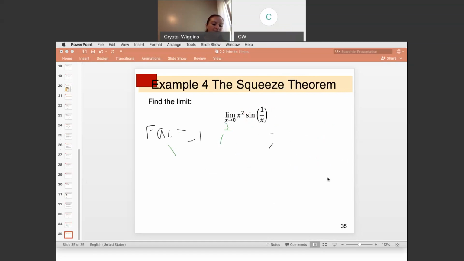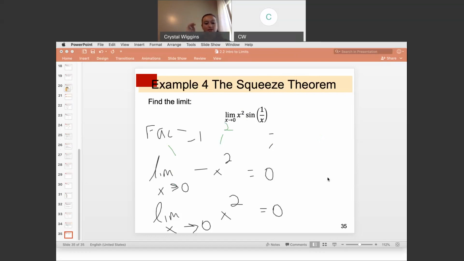Okay, close enough. Now if I take the limit as x approaches 0 of negative x squared, I would find that I approach the value of 0. And if I take the limit as x approaches 0 of the positive x squared, I would also see that the limit is equal to 0. So now what I'm seeing is that 0 is less than or equal to the limit that I'm looking for as x approaches 0 of this sine function. Hold on. Let's just go to the whiteboard real quick because this is getting messy.